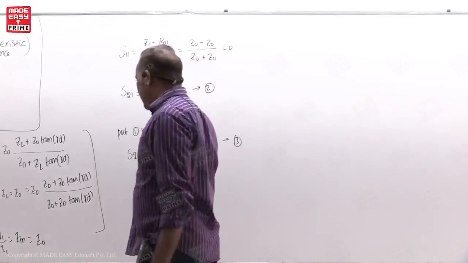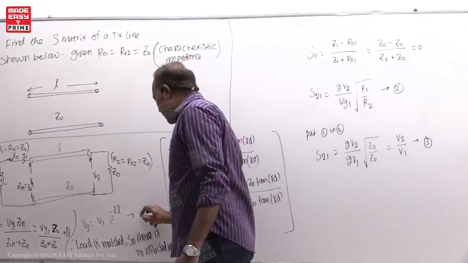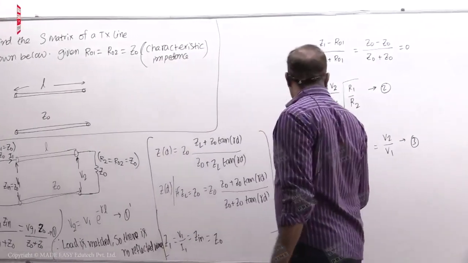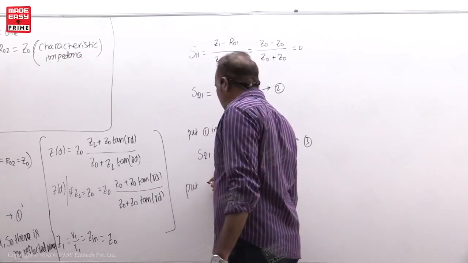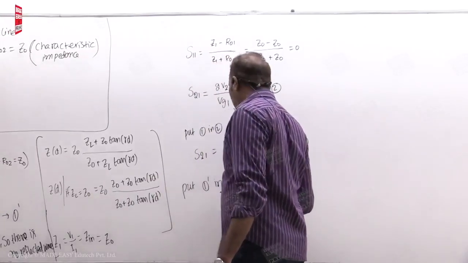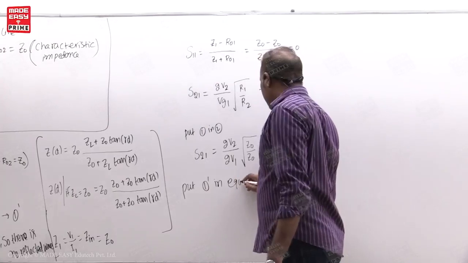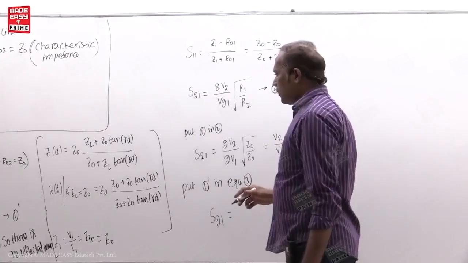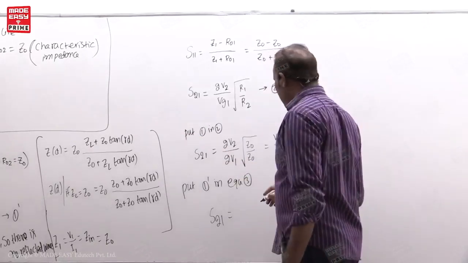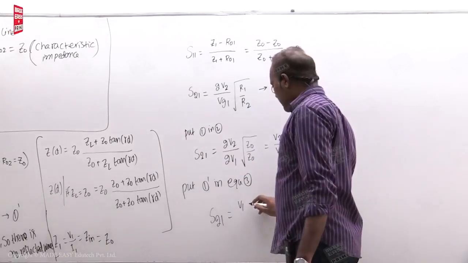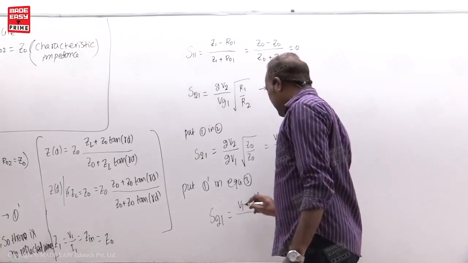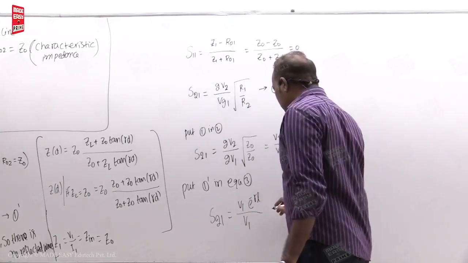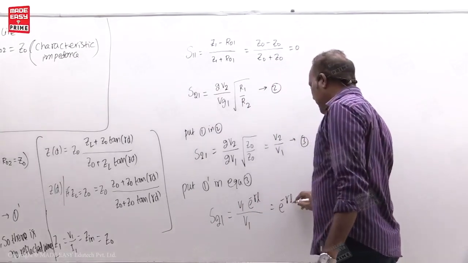One more equation is there here. We have written, let us say this is equation number 1 dash. So put equation 1 dash in equation 3. So that means S21 is equal to, from equation 1 dash, V2 is equal to V1 e power minus gamma L, divided by V1. So ultimately you got e power minus gamma L, students.